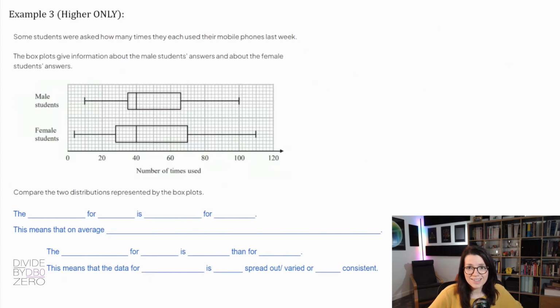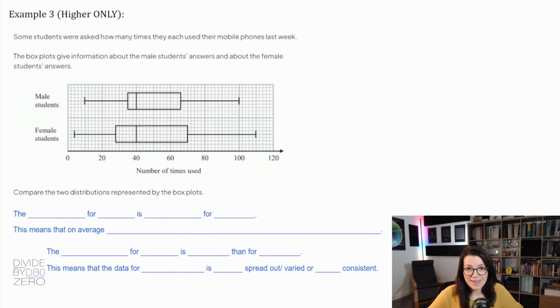Last example, and this one is relevant for the higher course only, says some students were asked how many times they each used their mobile phones last week. The box plots give information about the male students' answers and about the female students' answers. And then we're given our two box plots here. Then we're asked to compare the two distributions represented by the box plots.